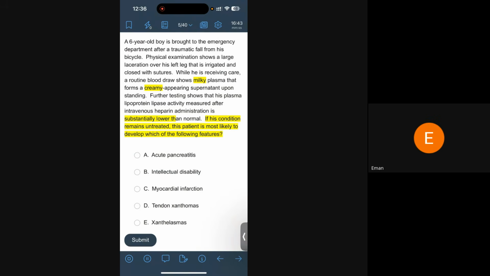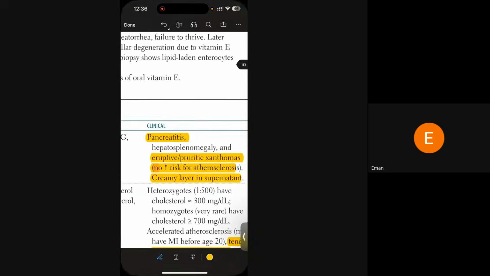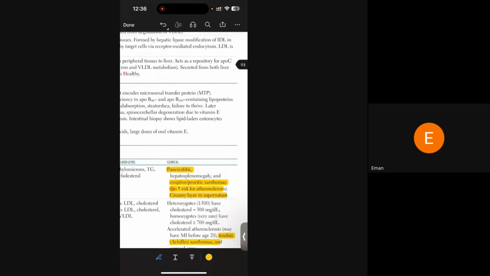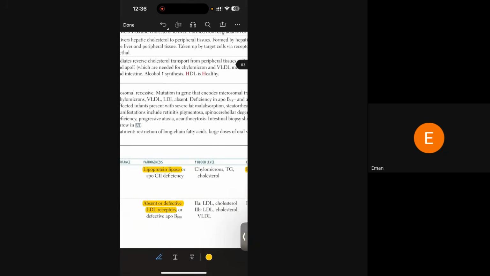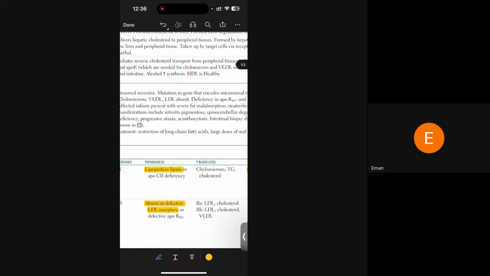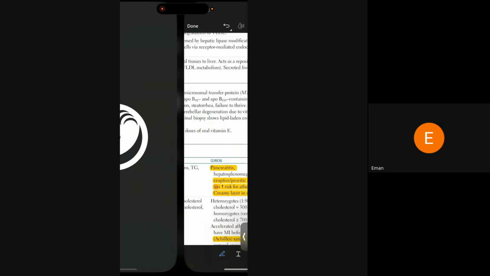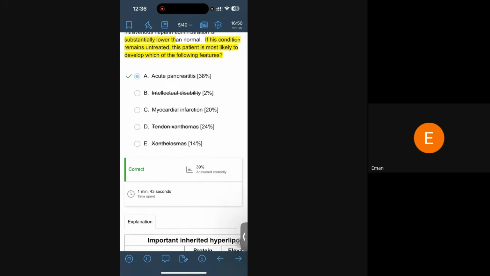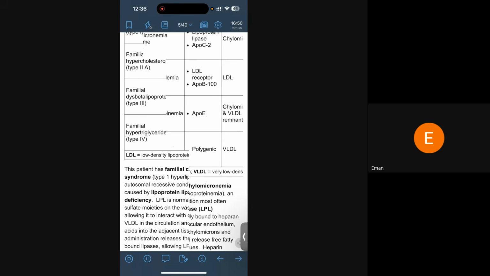A. Acute pancreatitis. Okay, pancreatitis, creamy layer. Creamy layer in the supernatant is very pathognomonic for type 1, and lipoprotein lipase is also less in type 1. Through these options we came to the conclusion that it is type 1, and we know in type 1 pancreatitis is the most likely. Not tendon xanthomas, not xanthelasma, there is no intellectual disability, not myocardial infarction. Okay, this type.